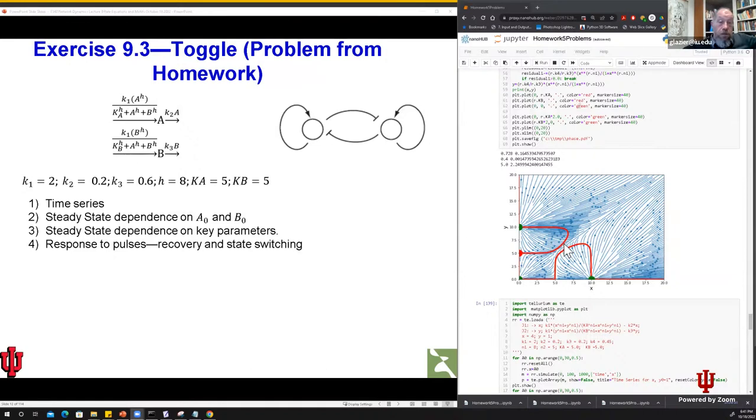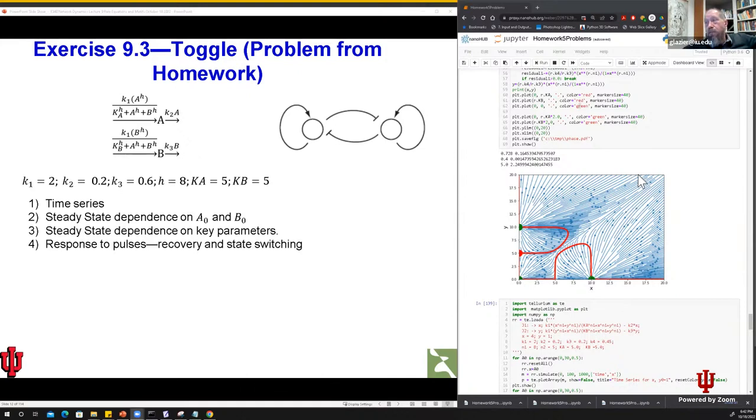The null lines don't cross, so there's nothing going on in the middle. On the other hand, you can see a ghost here because they almost cross at this point. And so if I come in here from A being just a little bit below B, or A being just a little bit above B, I wind up always going to high A, low B.